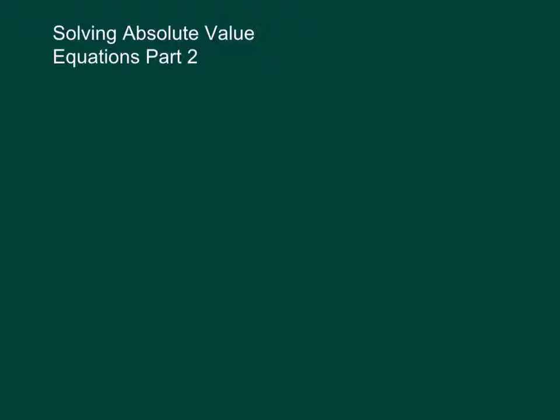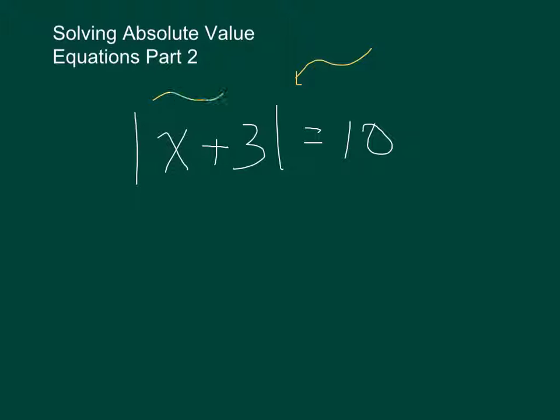In this presentation, we'll continue to solve absolute value equations, but this time we'll make them a little bit more complicated. So for example, we'll be solving an absolute value equation, absolute value of x plus 3 equals 10. Again, it's important that we think about this as the distance. The distance from this thing to 0 is 10.